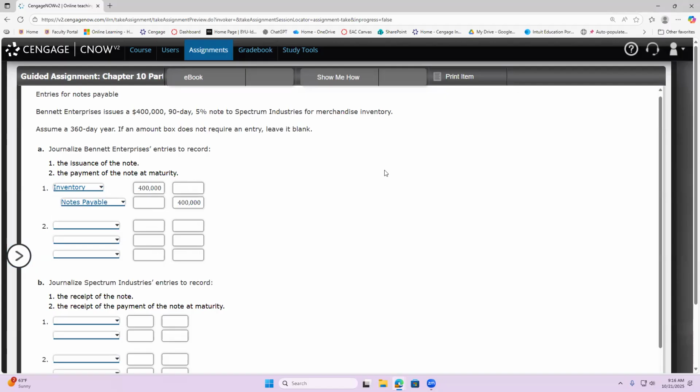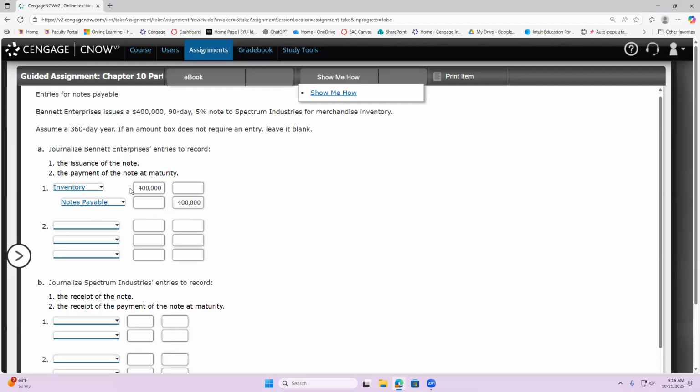Again, on that first entry, we don't worry about interest or anything. It's just showing that whatever asset we're getting, sometimes we borrow cash. In this case, we're borrowing inventory, but we're going to pay back cash, right? So we just show the increase to the asset and the increase to the note payable.